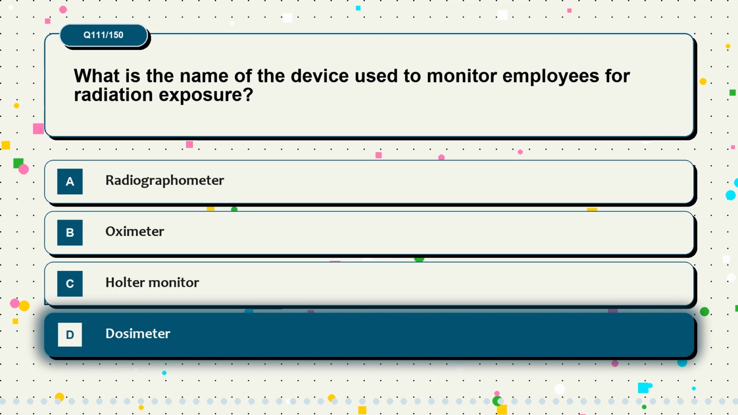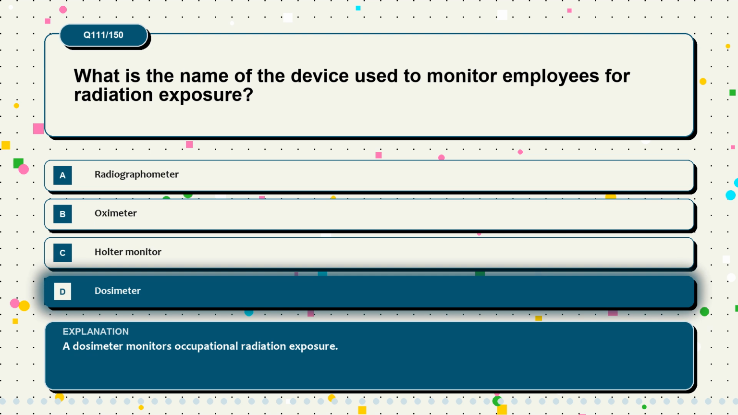The correct answer is option D. Decimeter. A decimeter monitors occupational radiation exposure.